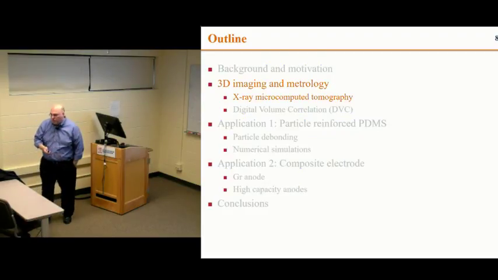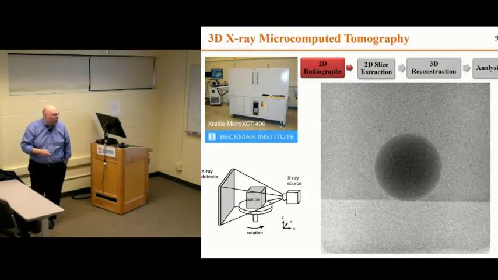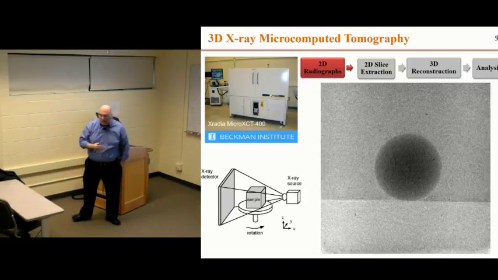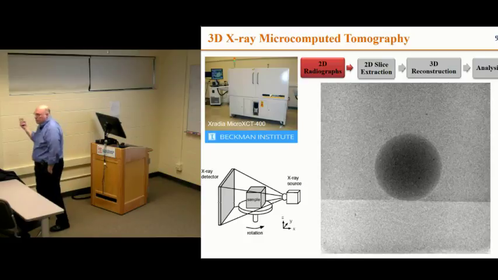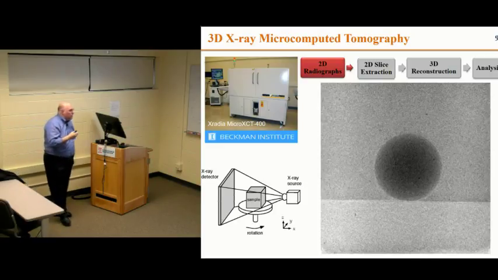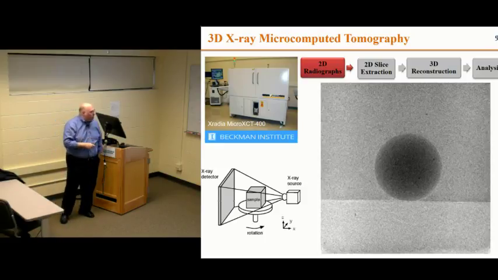Right? So let me start with some of the optical methodology things. So we need to look inside, as I said, right? So the way that we do this is by X-ray microcomputed tomography. We do this at the Beckman Institute. There's a number of scanners there. This is the one that we use, the X-Radia 400. It's a micron level scanner. There is a nanoscale scanner as well. And there's a range of other ones.